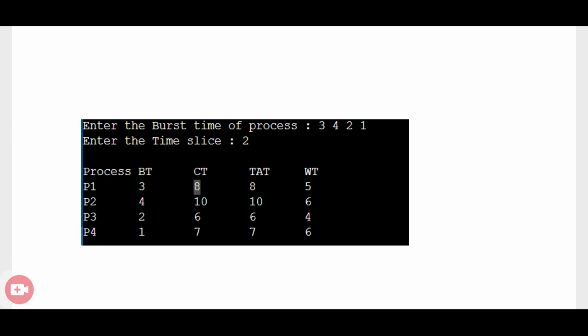Then after completing P3 and P4, it will again switch to P1 to complete it, because 2 time units are already done and one more burst time remains, as the total is 3. After that you have to complete P2. That is the procedure for the round robin algorithm.